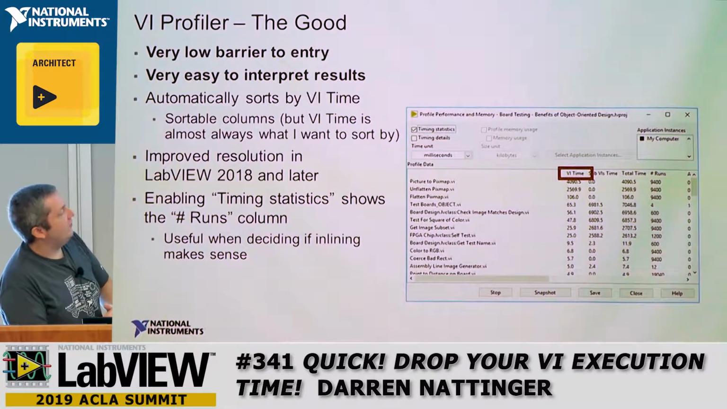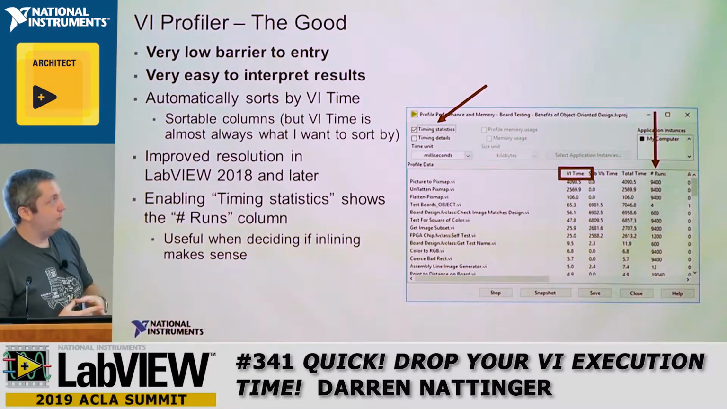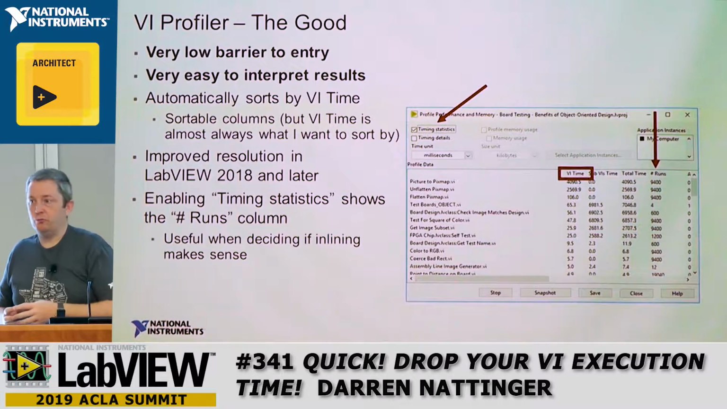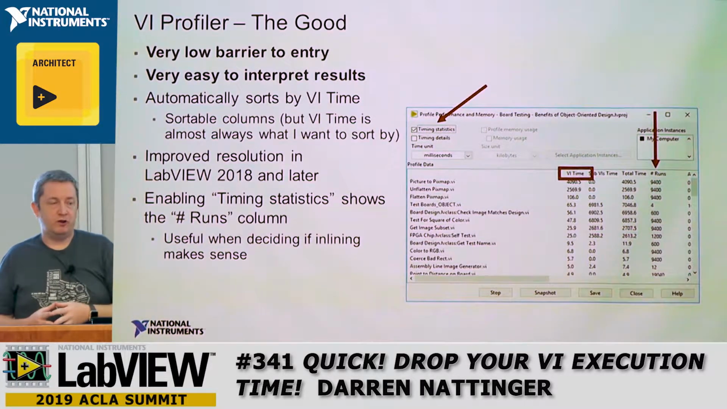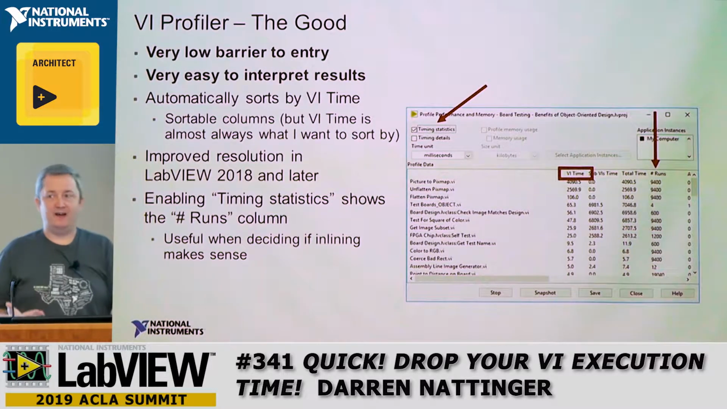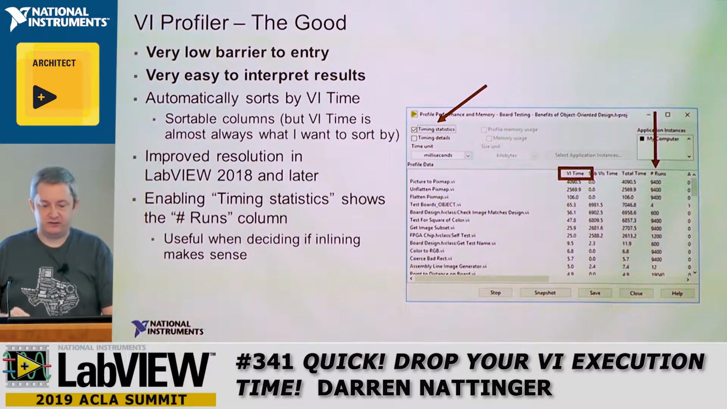When you check the timing statistics checkbox, the reason that I check that is because I like to see the number of runs column over there, and that is useful for me to know if I should consider inlining VIs. If you have a VI that runs once, twice, 5 times, 10 times, 50 times, 100 times, inlining won't really help you out that much. When you have VIs that run thousands or millions of times while you're running your app, those are the ones you want to pay attention to inlining.